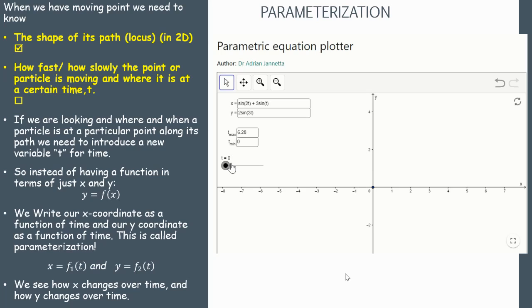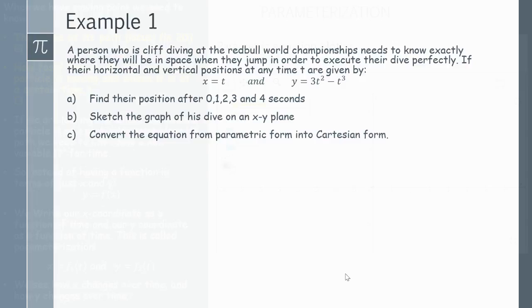So what we do is, instead of having a function just in terms of x and y, a Cartesian equation, we want to write our x-coordinate as a function of time and our y-coordinate as a function of time. This is called parameterization. So we see how x changes over time and how y changes over time. By parameterizing an equation, we can see not only the shape in 2 dimensions, but also how the particle is moving.